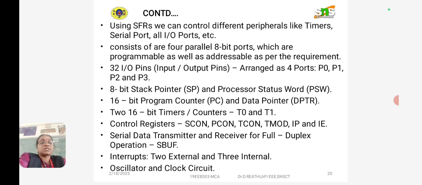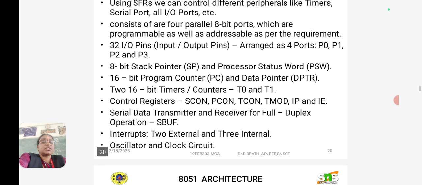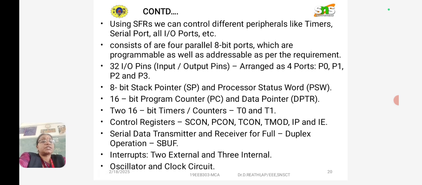The next one is control registers. We can say they are SCON, PCON, TCON, TMOD, IP and IE. IP means interrupt priority register, and we can use these registers for the interrupts also. For serial data, there is a transmitter and receiver, and we can use full duplex operation. I mentioned in the last class what is meant by full duplex and half duplex. And there are 2 external and 3 internal interrupts, and along with this, oscillators and a clock circuit are also there. So these are the features of 8051.